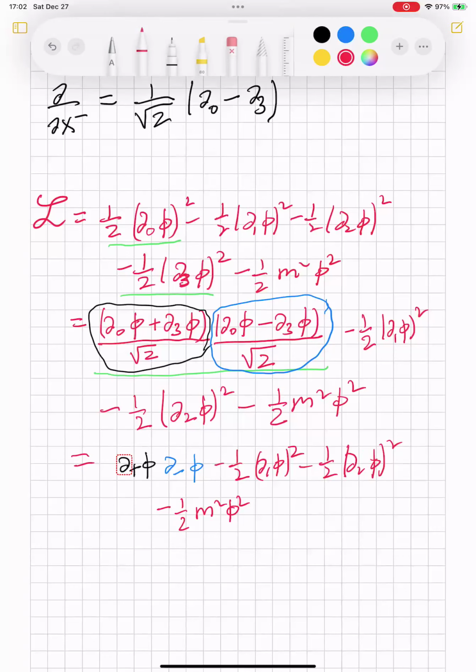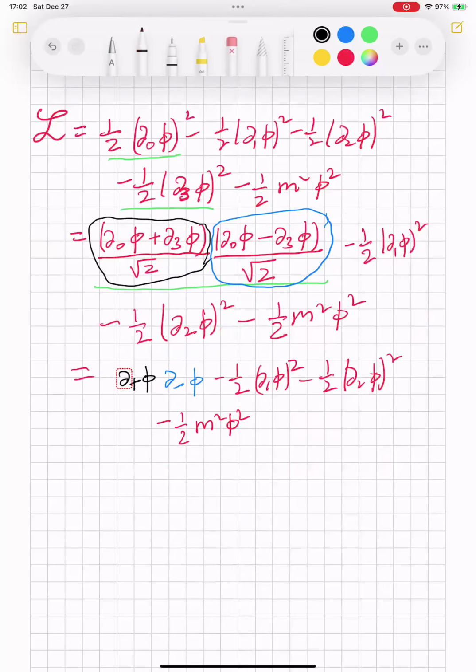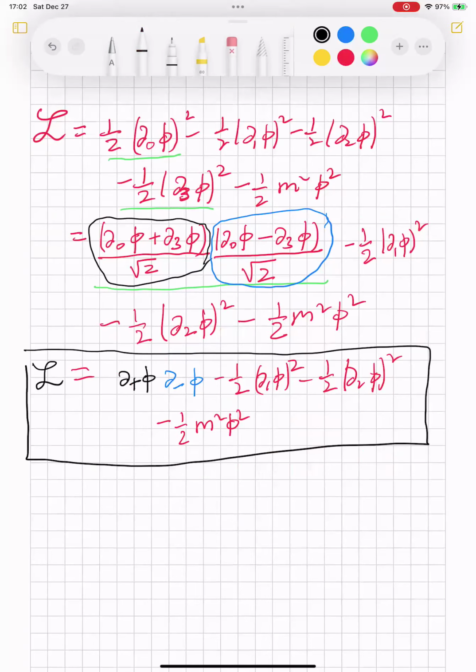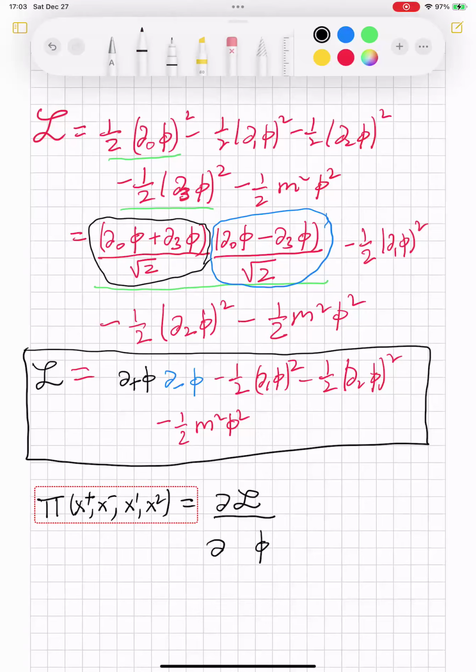So why is this useful? Okay, let's now swap to black. So this is our Lagrangian density that we are going to use now. The reason why this expression is useful is that if we calculate the conjugate momentum, so this will be a function of x plus, x minus, x1, and x2. Remember, the conjugate momentum is the derivative of the Lagrangian density, and usually we would have d phi dot, the time derivative of phi. But here, the thing that's playing the role of time is x plus.